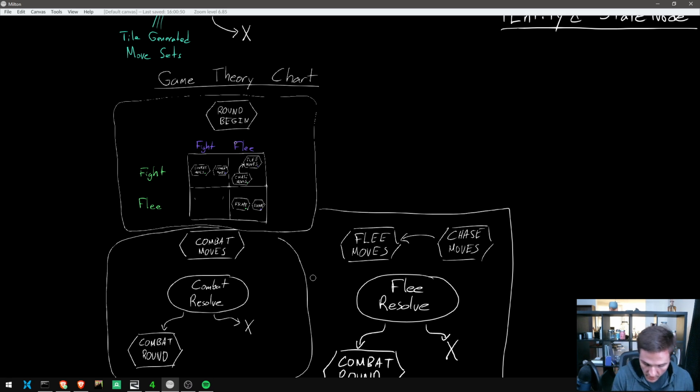So really, this is just a very lightweight resolve, right? The decisions that get made during round begin are like the decisions in these ones, but the move is just either you fight or flee right now, right?